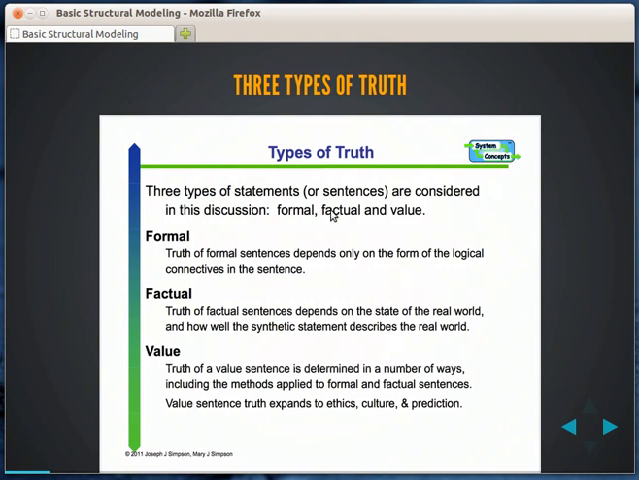So here's a description of these types of truth. These slides are available on my website, so if you can't read them in the video, download the slides from the main website and you can read the content there.